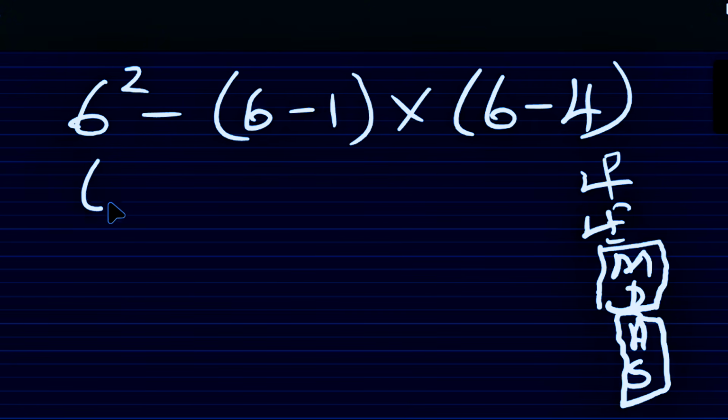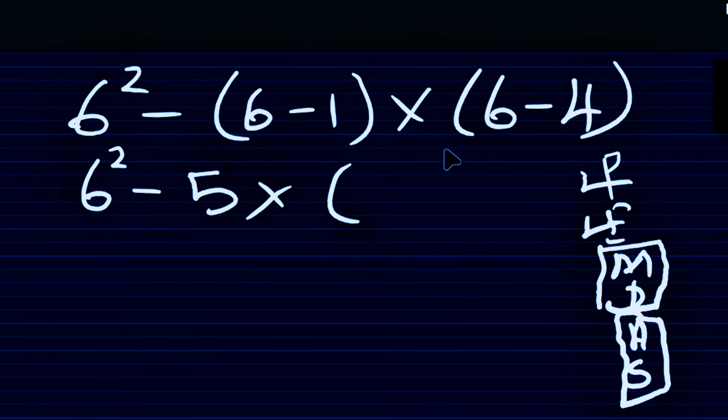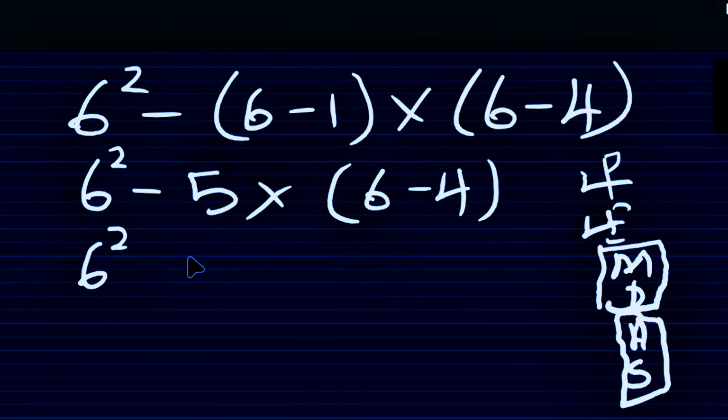So we are going to have 6 squared minus 6 minus 1 equals 5 times in parentheses 6 minus 4. So we are still going to attend to this parentheses. So 6 squared minus 5 times 6 minus 4 equals 2.